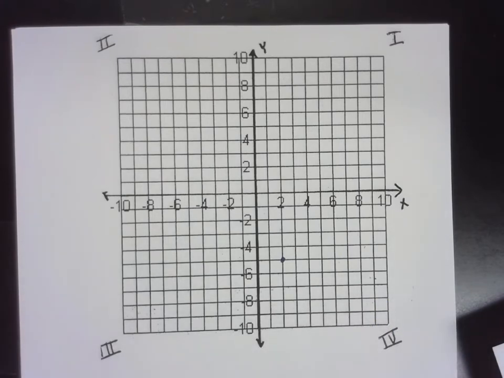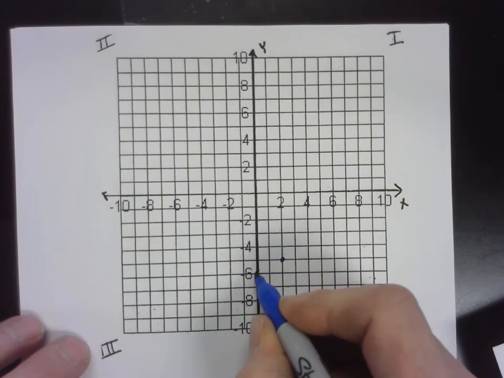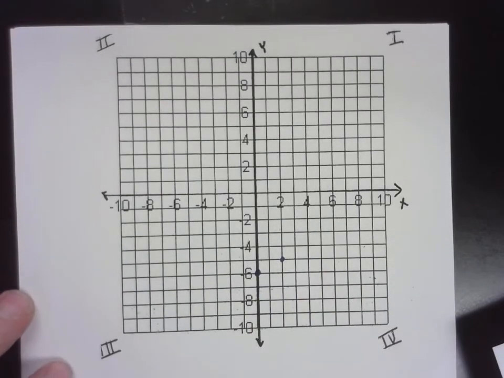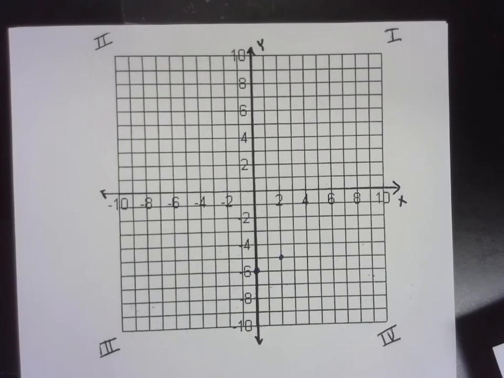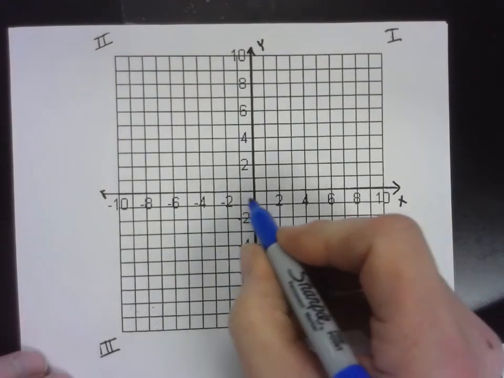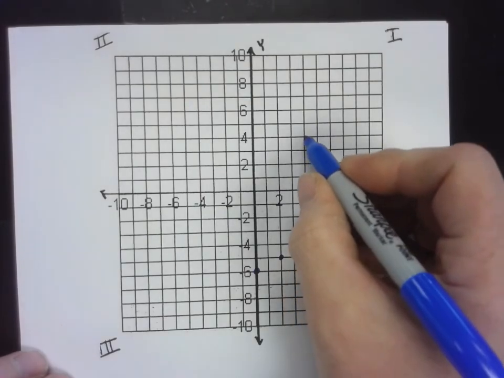Well, no, you got to put a 0. What comes out when you put the 0 in? Oh, -6. Okay, 0, -6. Right? Give me a point. 4, 4.